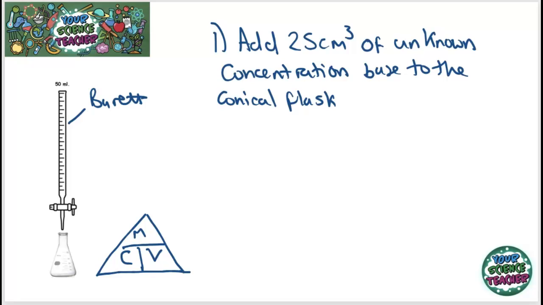So what we're going to do is carry out a neutralization reaction. When I've added enough acid to it, we will have a completely neutral solution, and I can work out the concentration of this base from that. And the way I'm going to add my 25 centimeters cubed accurately is using a pipette.